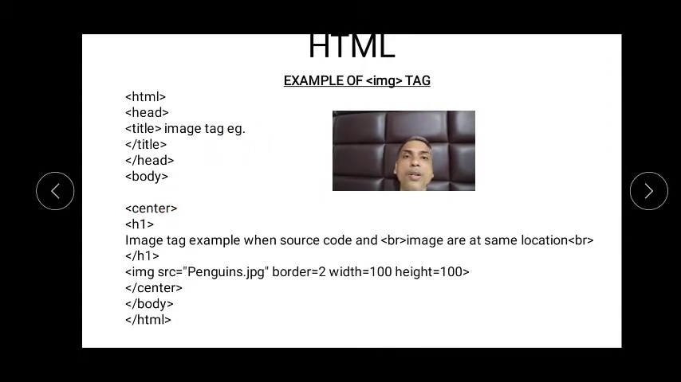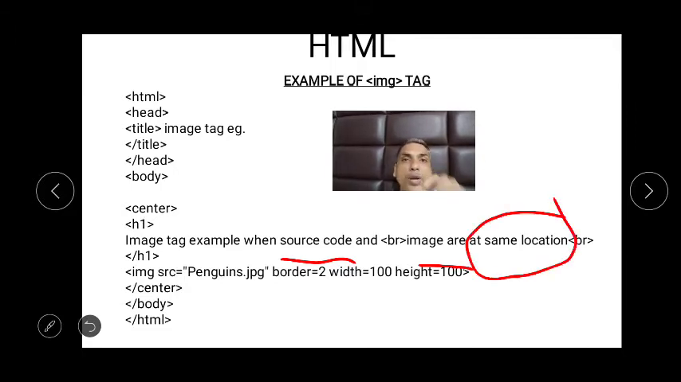Now remember, we are going to take almost 2 examples of this. This is very important: image tag when the source code and the image are at the same location. That means this HTML page and your image should be in the same folder or the same location. Okay, now one more thing, IMG tag is a singular tag. You don't require a closing tag for it.